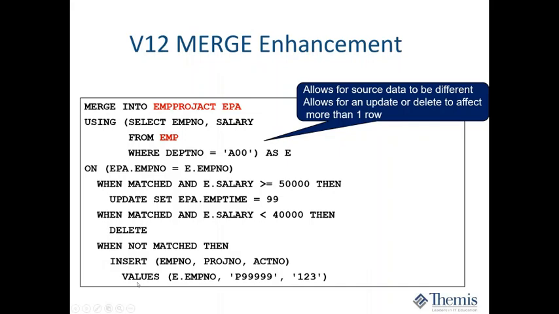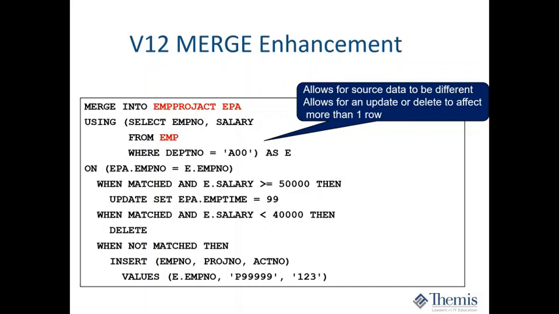Okay. Here's an example where we're merging into an emp project table, and the source is the emp table. Okay, still have the on clause. When matched and the salary is greater than 50,000, then I'm setting the time on the target table. When matched and less than 40,000, I'm still deleting the row. When not matched, then I'm inserting it.